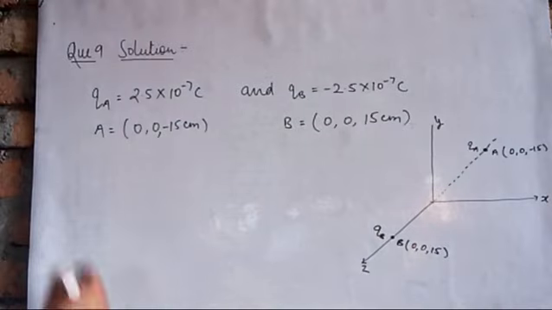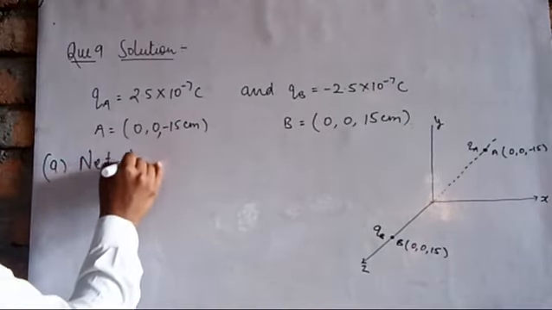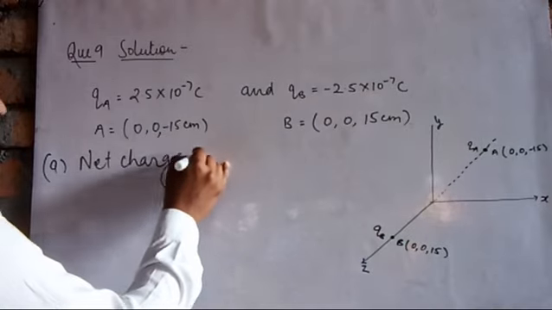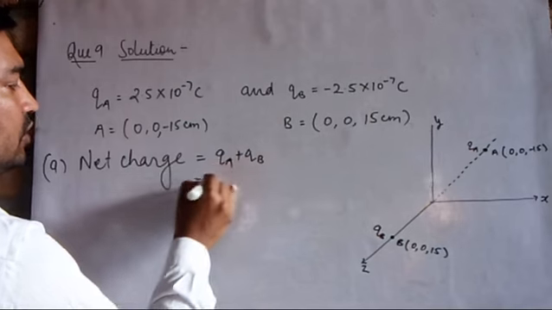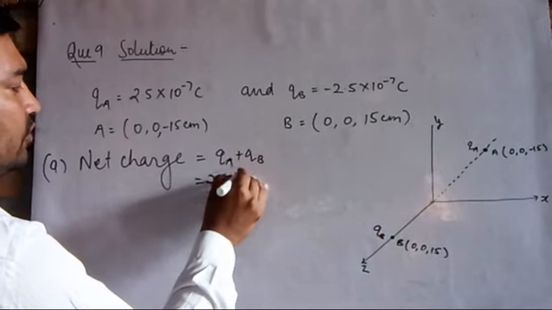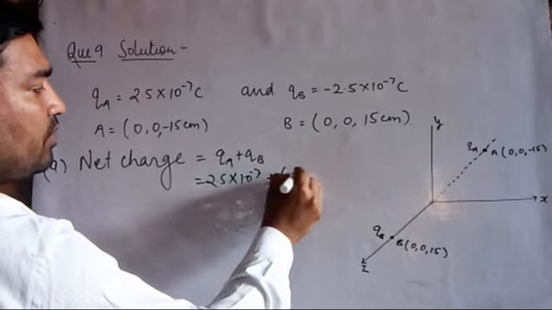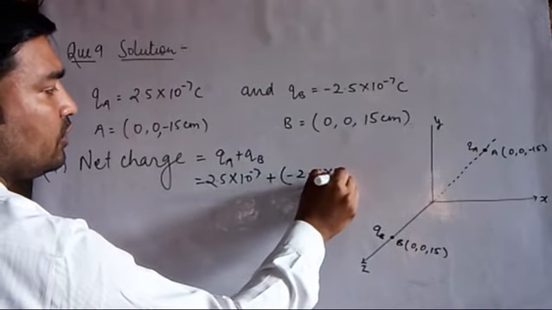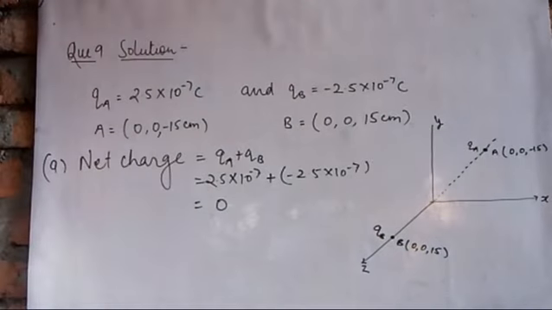Now the first question is, what is the net charge? Net charge is equal to QA plus QB. QA is equal to 2.5 into 10 to the power minus 7 plus minus 2.5 into 10 to the power minus 7. Then the net charge is 0. Here the net charge is 0.